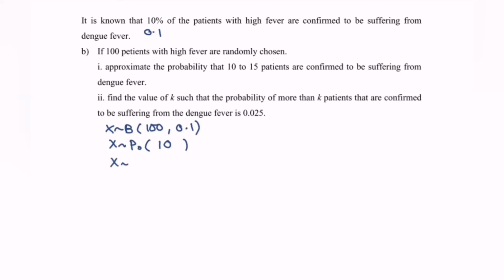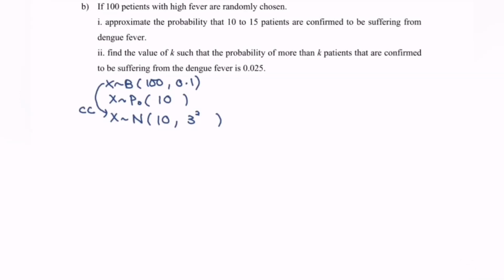Next, kindly switch the situation to normal distribution where we have the mean is 10, variance npq where we have 9. So kindly express the situation in standard deviation squared, where we have 3 squared equals 9. So do remember continuity correction. By referring to the question, approximate the probability that from 10 to 15 patients are confirmed to be suffering from the fever. So here we have the situation.